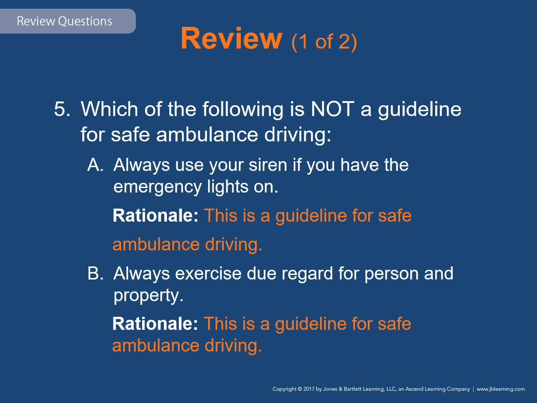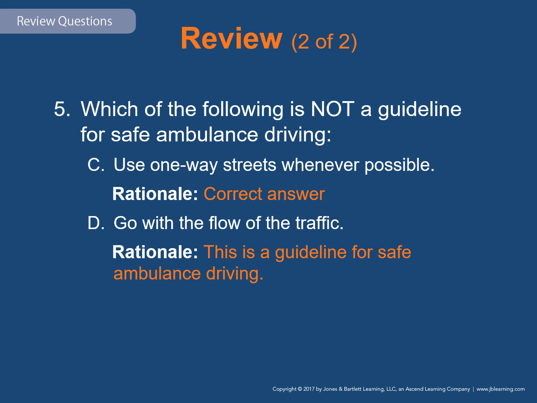Number 5, which of the following is not a guideline for safe ambulance driving? Let's review the incorrect answers. A. Always use your siren if you have emergency lights on. That is a guideline for safe driving. B. Always exercise due regard for person and property. That's also correct. That is a guideline for safe driving. C. Use one-way streets whenever possible. That is the correct answer because that is not a guideline for safe ambulance driving, and you absolutely want to avoid it unless it's your only option. Or D. Go with the flow of traffic. That is a guideline for safe ambulance driving.